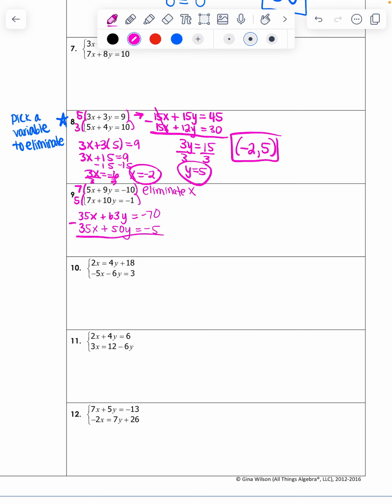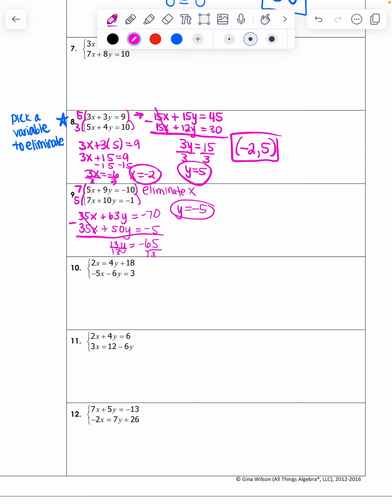All right, so now time to subtract. 35x minus 35x, gone, eliminates. 63y minus 50y is 13y. And then just be careful with this. Negative 70 minus negative 5 is really the same thing as negative 70 plus 5, which is negative 65. When I divide both sides by 13, who would have thought 65 is divisible by 13, we get negative 5 as our answer.